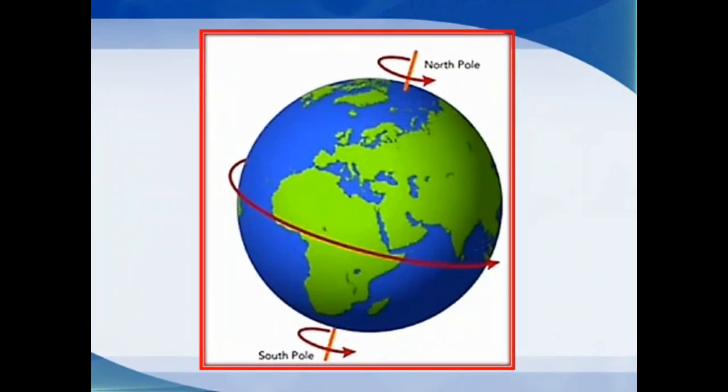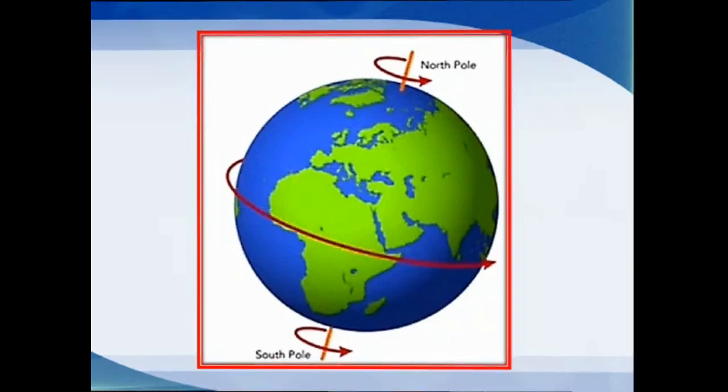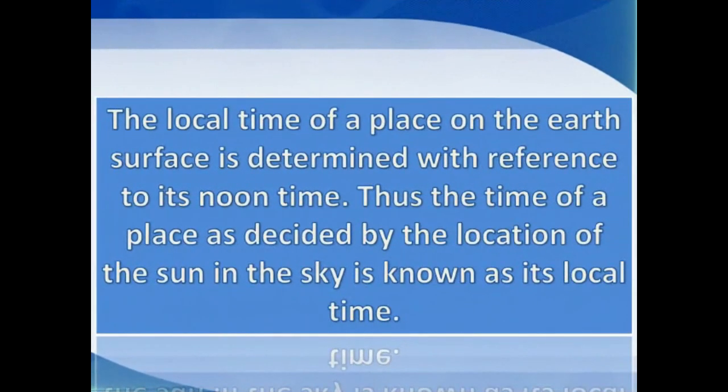The time between one noon and the next at the same place is 24 hours. That is because the earth takes that much time for one rotation. The places in the east will have noon before the places in the west. So, we can say that the local time of a place on the earth's surface is determined with reference to its noon time. Thus, the time of a place as decided by the location of the sun in the sky is known as its local time.